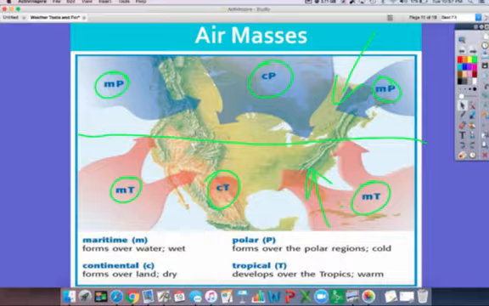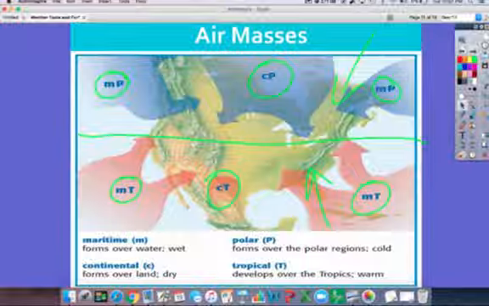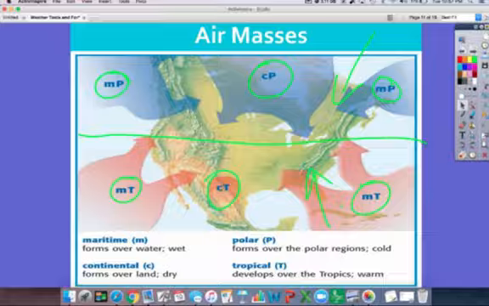Maritime, which means it's over water. Continental, which means it's over land. Do not get confused. It can be on the coast and have some land and some water. And for those, if it's close to water, we're still going to say maritime because it's going to be pulling from the water. If it is on land and we're not touching water, there's no water influencing this air mass, it's going to be continental and it's going to be dry.